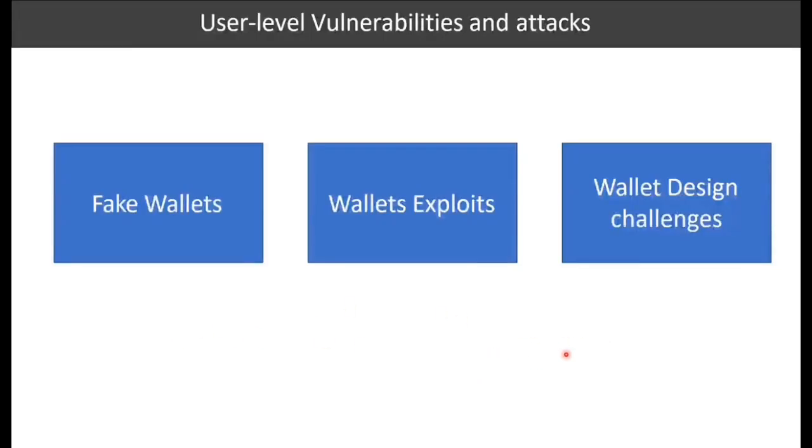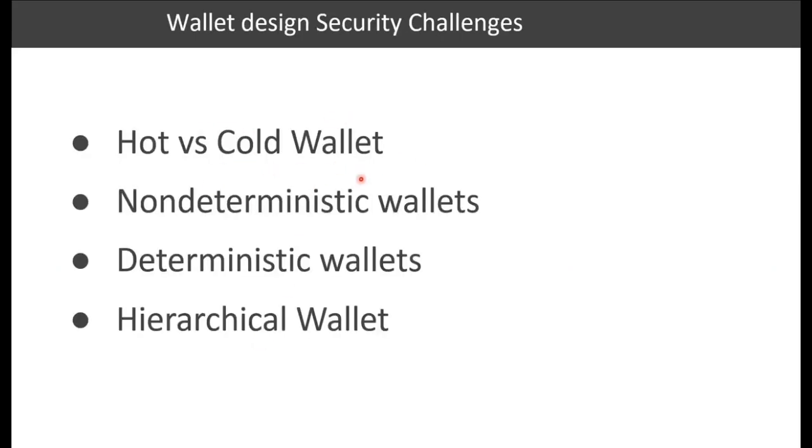Typically, the attacks against users are some kind of wallet-level attack, either fake wallets, exploiting wallets, or wallet design challenges. A wallet in blockchain does not contain the cryptocurrency that you are transacting in. It actually is your credentials or your address on the blockchain. So the ownership and the amount you own is determined by your address, and your wallet address is that public key. So, hot wallet versus cold wallet.